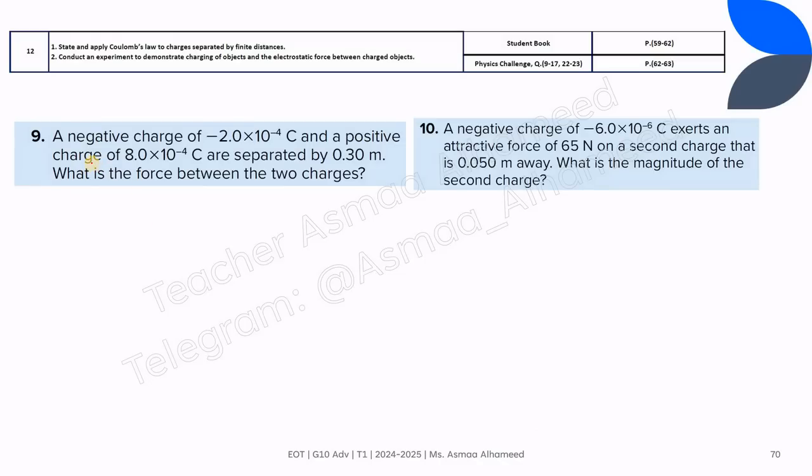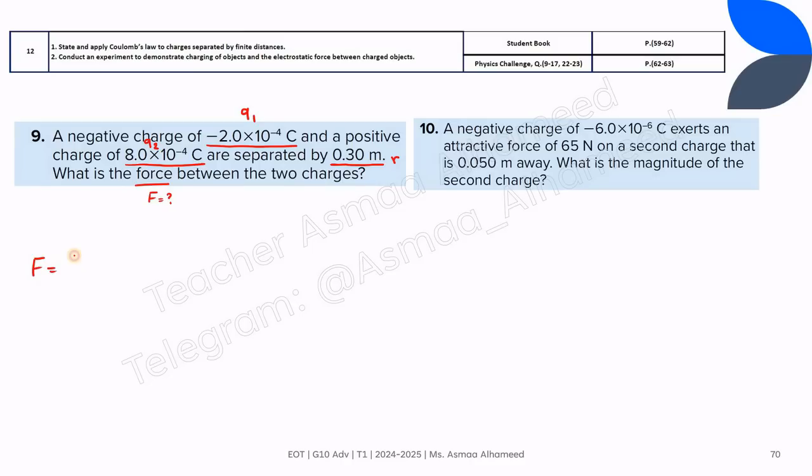Here are some questions on Coulomb's law. A negative charge of minus 2 times 10 to power minus 4, so we can name it, this is Q1. The first one comes in the question, give it number 1. The second one, give it number 2. And there is a positive charge, this is the value of Q2, separated by 0.3 meters. So this is R. What is the force between them? So you need to calculate the force.